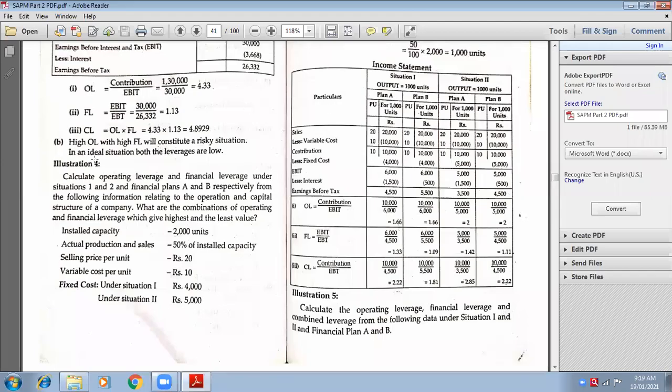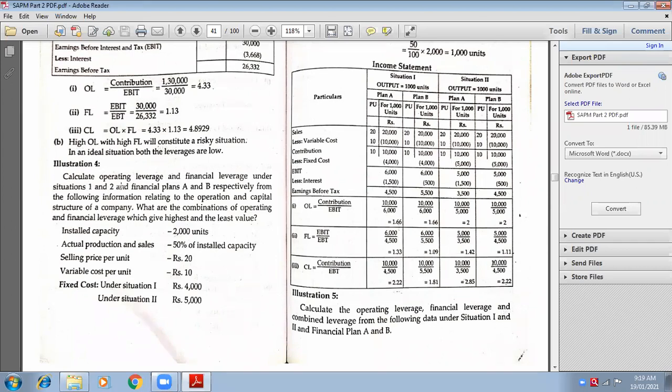See, today we are going to start with this sum, question number 4. We started chapter leverages yesterday. So let us begin with this sum number 4.